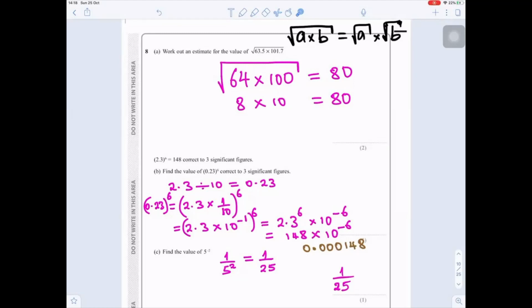Part C, find the value of 5 to the power minus 2. To get rid of the negative power, you take the reciprocal, 1 over 5 squared. 5 squared is 5 times 5, which gives you 25. So it's 1 over 25.